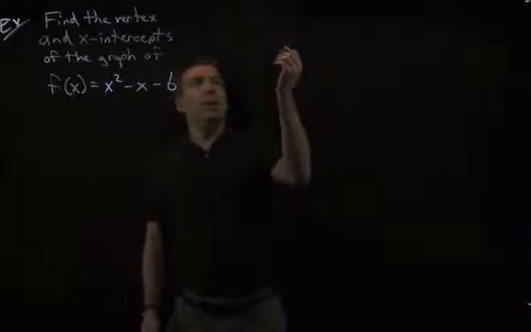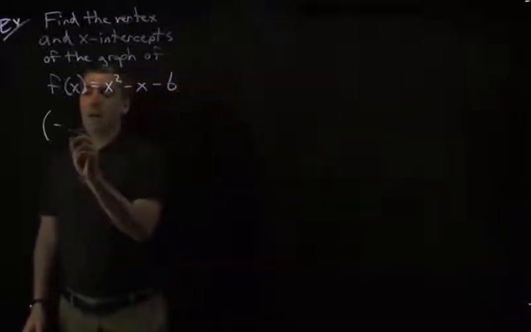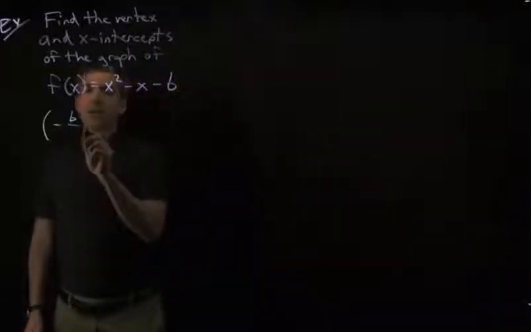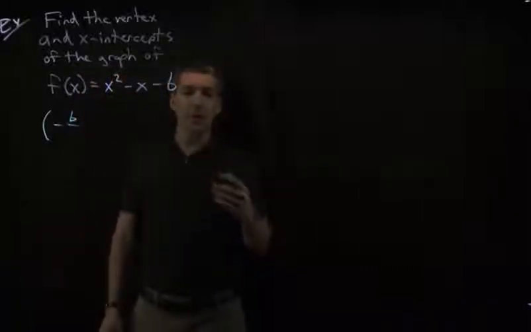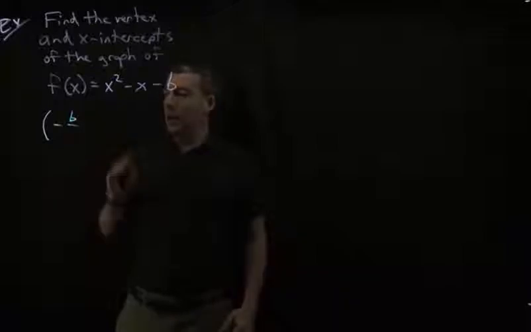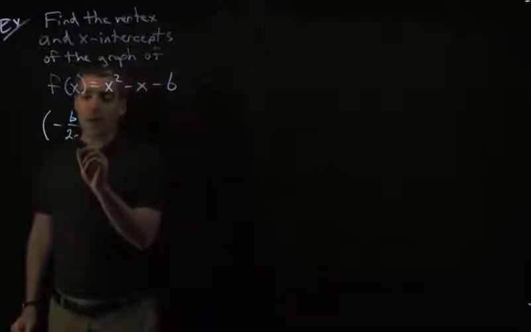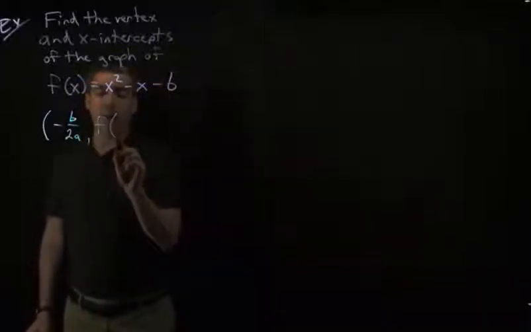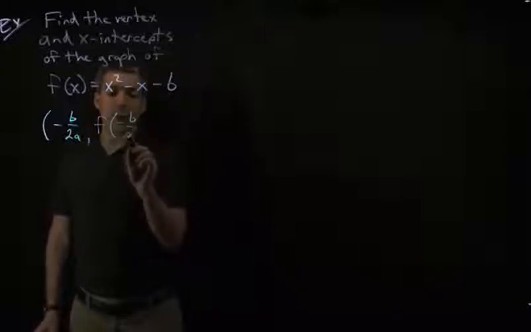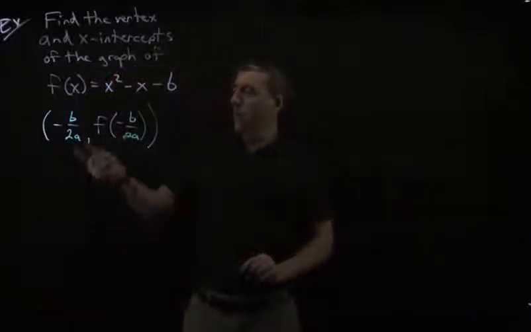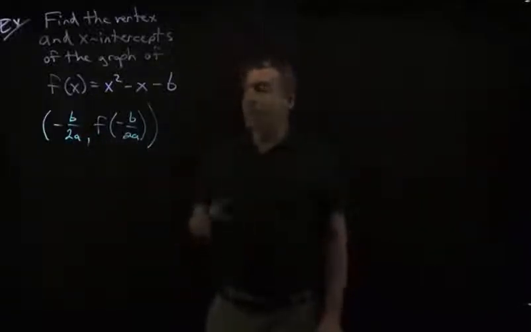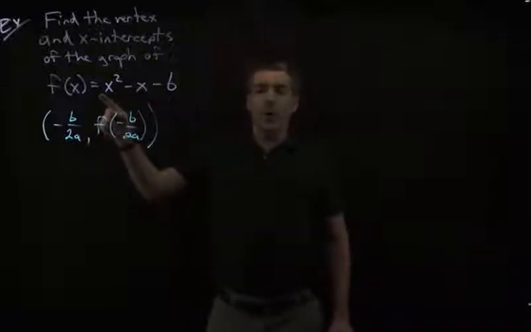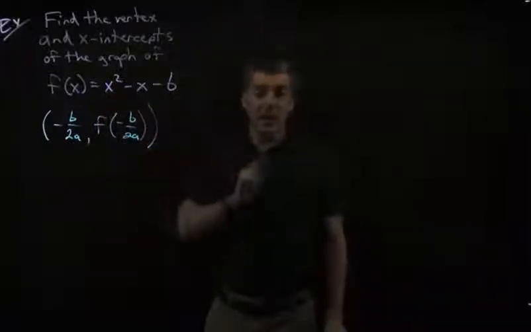Recall the vertex formula says the vertex for a quadratic function in the form ax squared plus bx plus c is negative b over 2a, comma, f of negative b over 2a. So all we need to do is identify the a and the b, and we will have the vertex. The a for this quadratic function is 1, the b is negative 1.